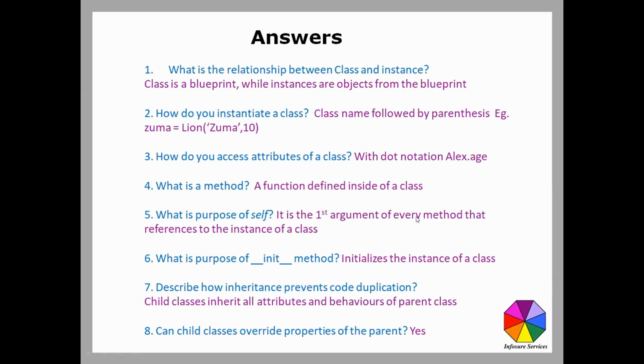Okay, it is the first argument in every method. It references the instance of the class. It is written in the class definition, but what it means is the instance of that class, or the object which would get created at the time of assigning the value. So inside the class definition, self means it's referring to the instance of that class. And it's the first argument in every method.